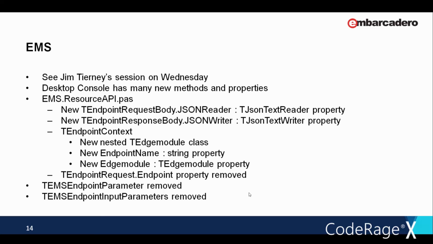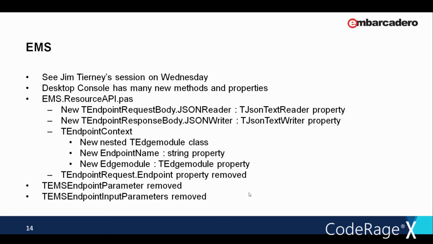The EMS Resource API unit has a new JSON text reader property under the TEndpointRequest body JSON reader. There's a new TEndpointResponse body JSON writer. These are new JSON components that I'll cover in a little while. And also EndpointContext has a new EdgeModule class, a nested class, and there's EndpointName and a new EdgeModule property that's under the EndpointContext.